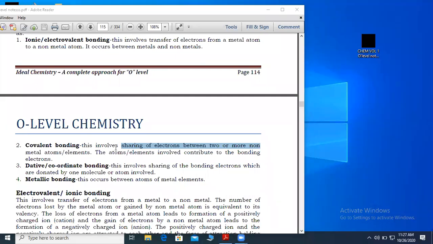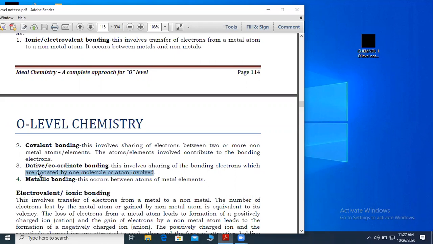So covalent bonding involves sharing of electrons between two or more non-metal atoms, and the atoms involved contribute to the bonding electrons. We have a dative bond or coordinate bond. This involves sharing of the bonding electrons, which are donated by one atom.